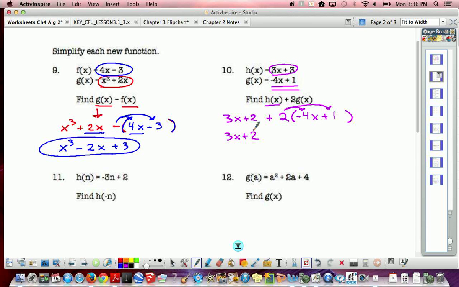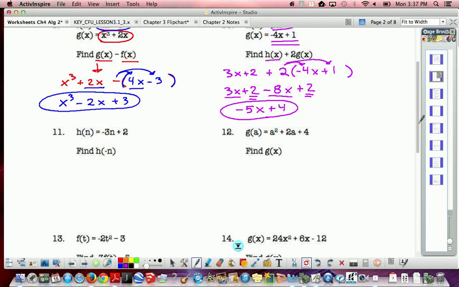Hence why I just brought the 3x plus 3 down. So now I have 2 times negative 4x is minus 8x. 2 times 1 is 2. Combine your like terms, so 3x and negative 8x is minus 5x. 3 and 2 make 5. I have number 10 finished.